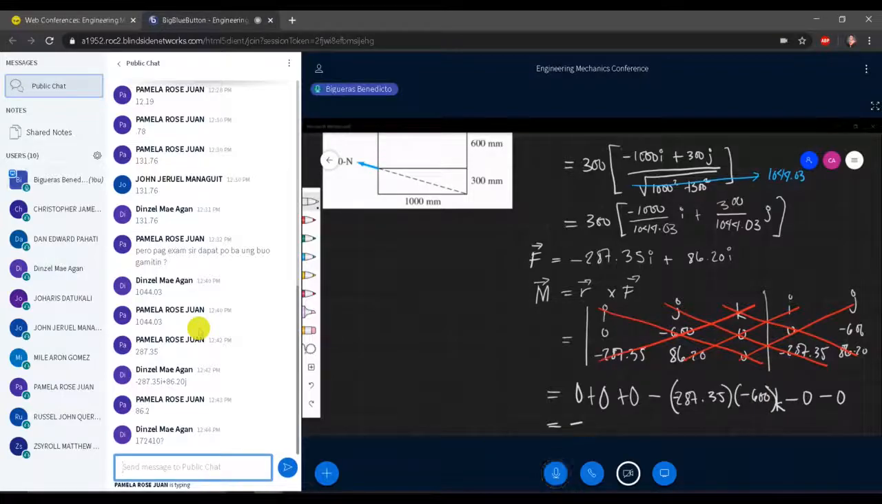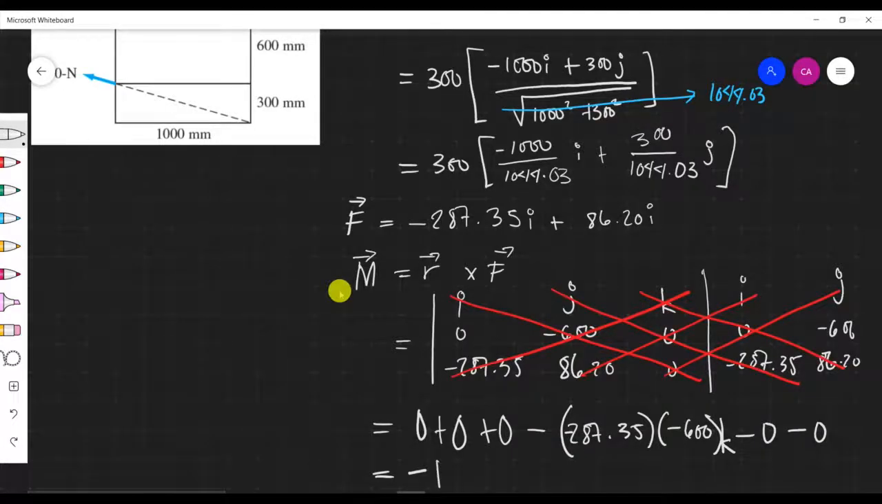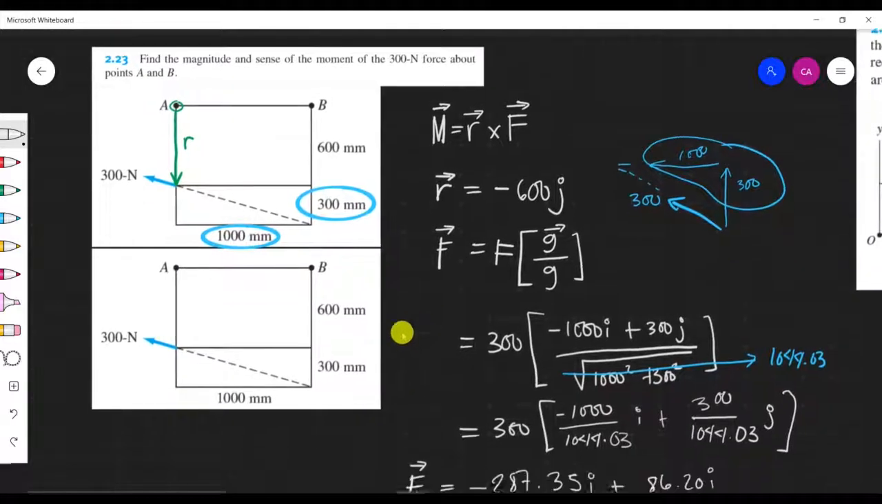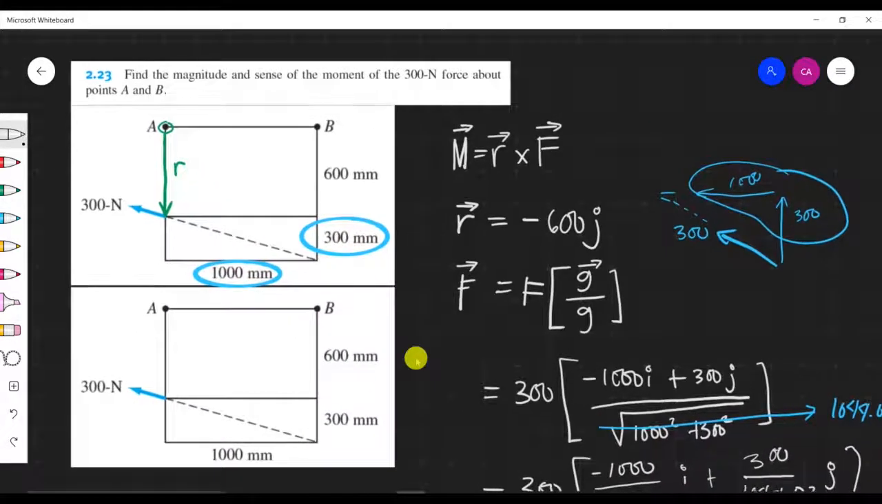Agree ba kayo na negative 172,410K? Okay? So, this is the vector M. Balik tayo dito. So, yun yung vector, no? Ibig sabihin nun, nagro-rotate siya. May nagro-rotate dito na negative. Negative siya. Okay? So, negative nga. Tama pala.